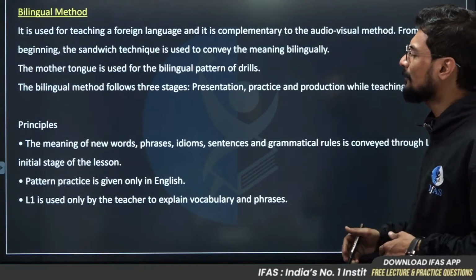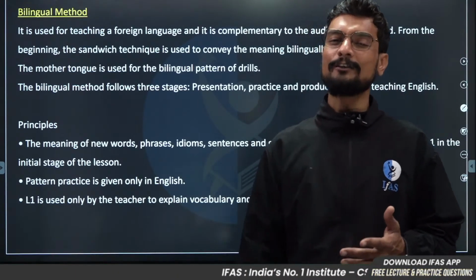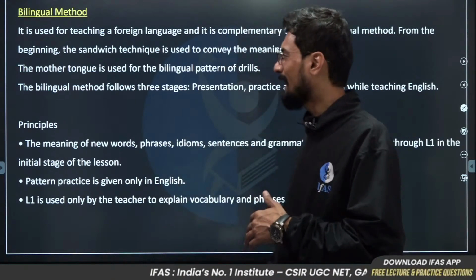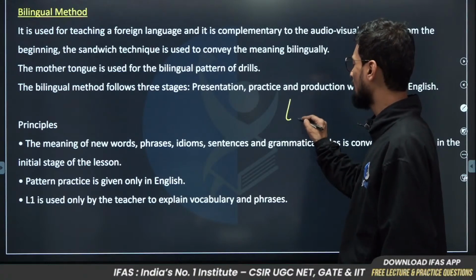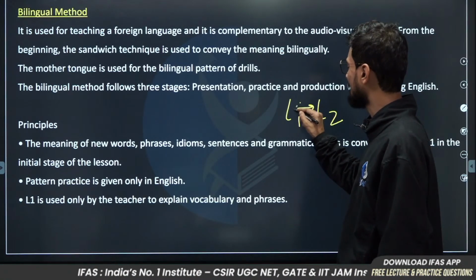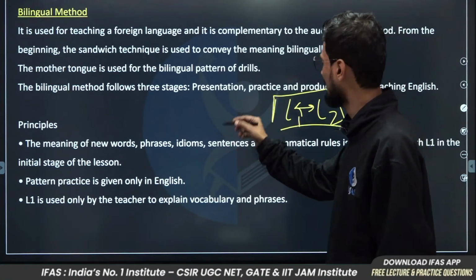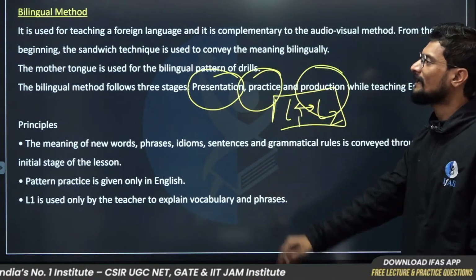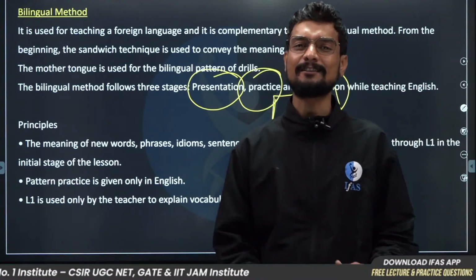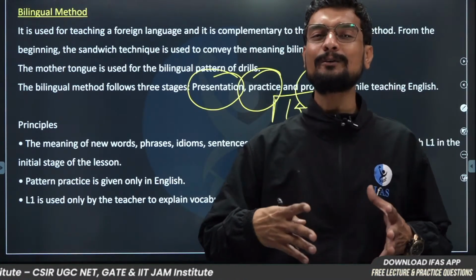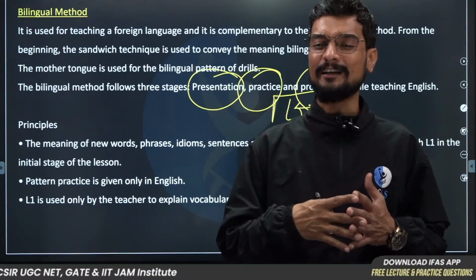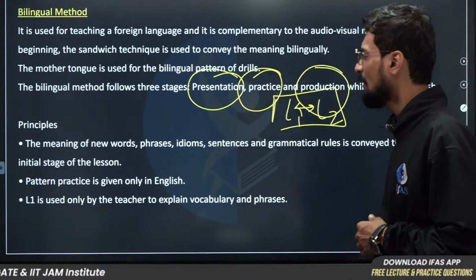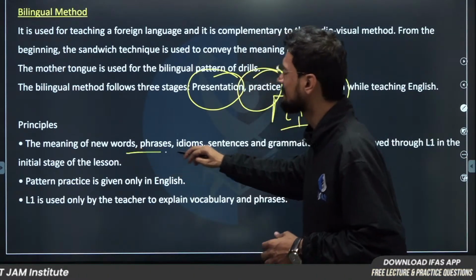Now this bilingual method, where you will have audio, and also, for example, a written format. Bilingual means, for example, L1 and L2, you switch between these languages. For example, you will present something, then you will practice on it, then you will produce. This kind of method is called the bilingual method, when you try to combine two methods in order to acquire the second language. The principle is the meaning of new words, phrases, idioms.